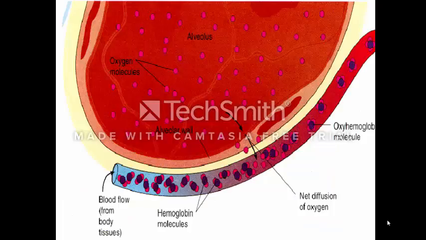So when we consider the proximity of the capillary next to the alveoli, we can see that blood with red blood cells and haemoglobin molecules travel along the capillaries and bind to the oxygen. Carbon dioxide will transfer from the capillaries and into the alveoli.